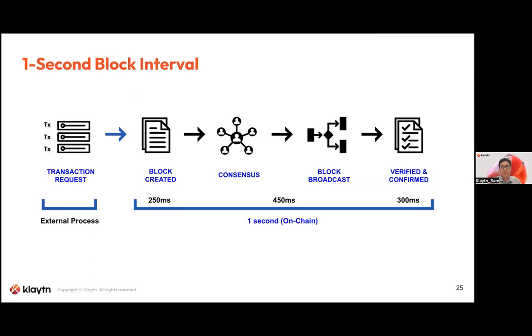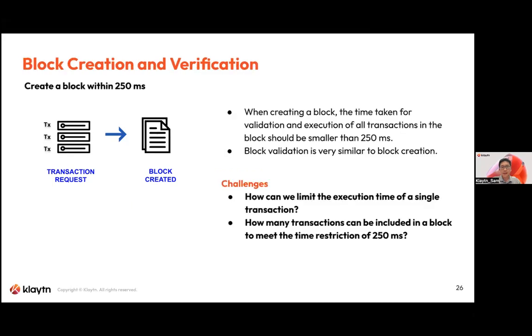Everything except the first phase, collecting transactions, from block creation to block verification should take at most 1 second. We divide these phases like this. We allocated 250 milliseconds for block creation, 450 milliseconds for consensus and block broadcast, and lastly 300 milliseconds for verification and confirmation. So how can we guarantee this? That was a really challenging one.